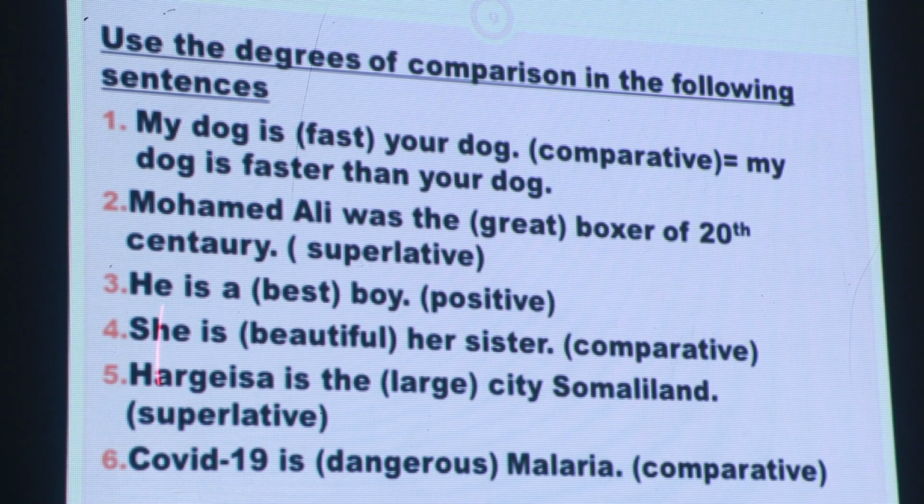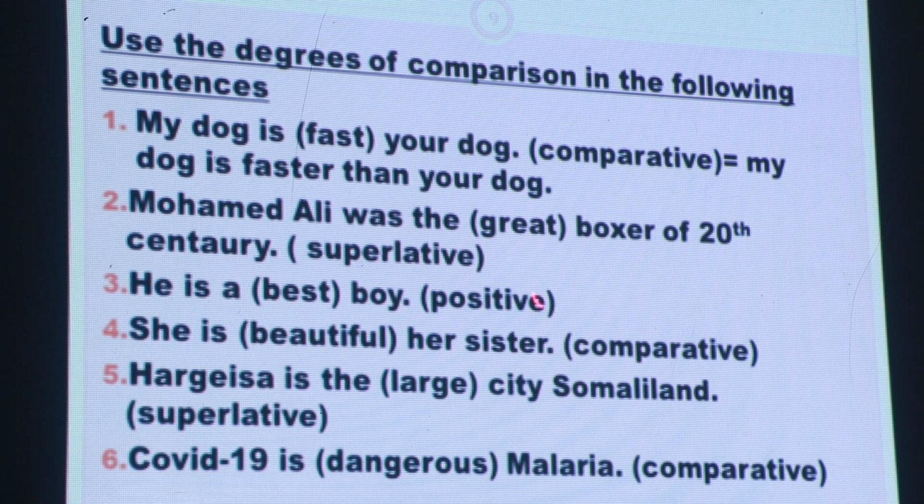Okay, for the rest of the sentences, from number 2 to number 6, you're going to do them in your exercise book, just the same as I did in the first sentence. The second one, Muhammad Ali was there. The word in brackets, which is an adjective, great, boxer of the 20th century. So you're told to use the superlative degree. I hope you're going to do very well.